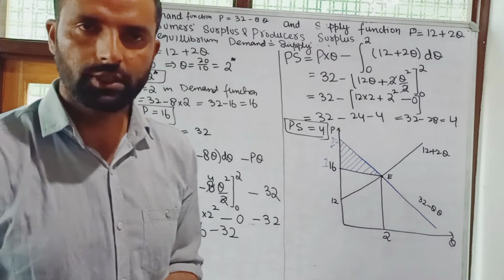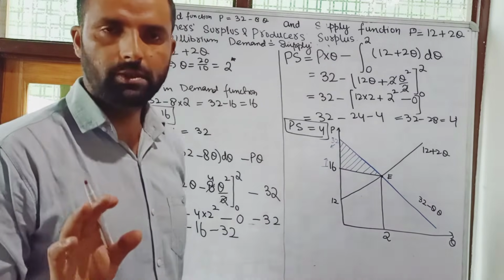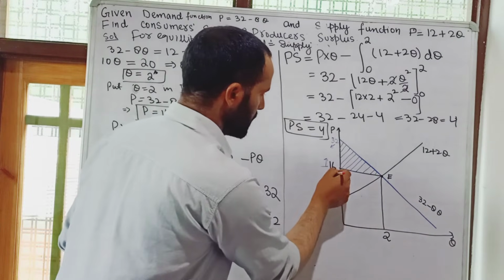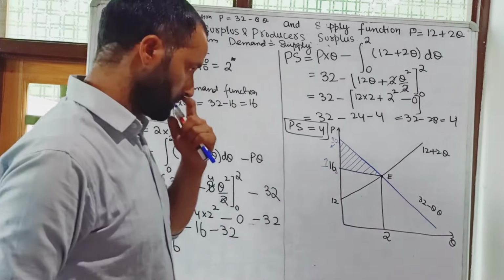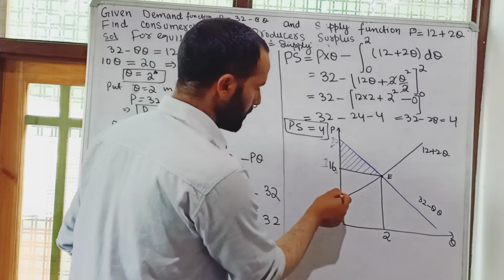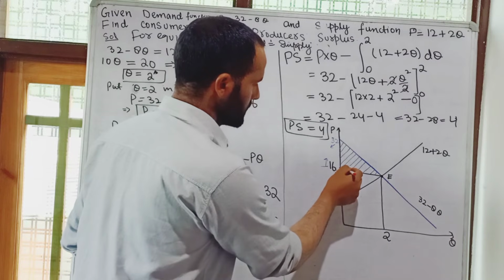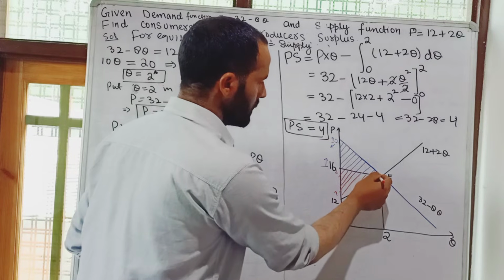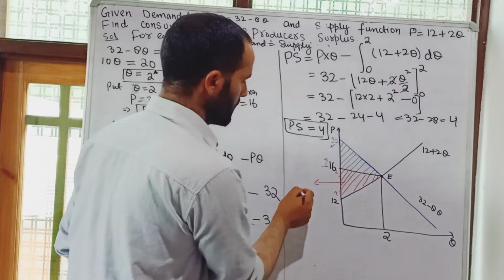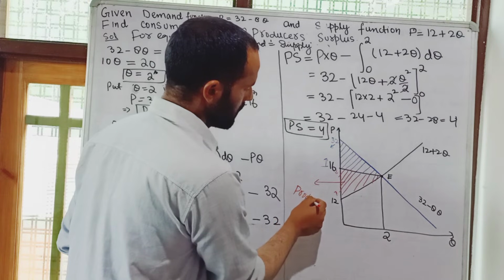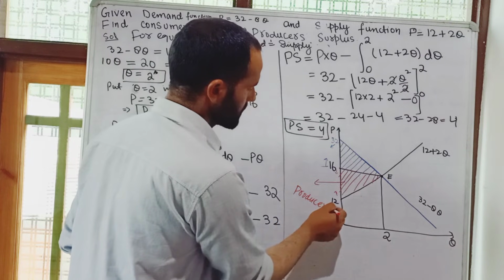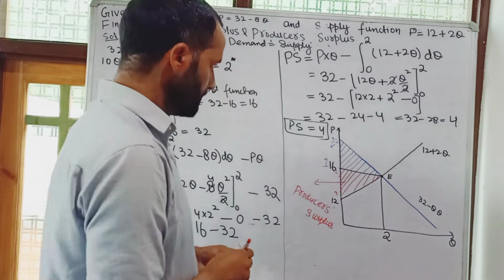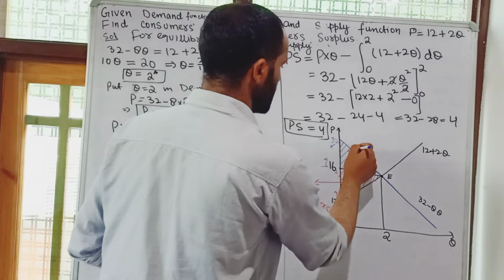Similarly, the producer surplus is the area which is below the equilibrium price and above the supply function. So this portion represents producer surplus, and this region represents the consumer surplus.